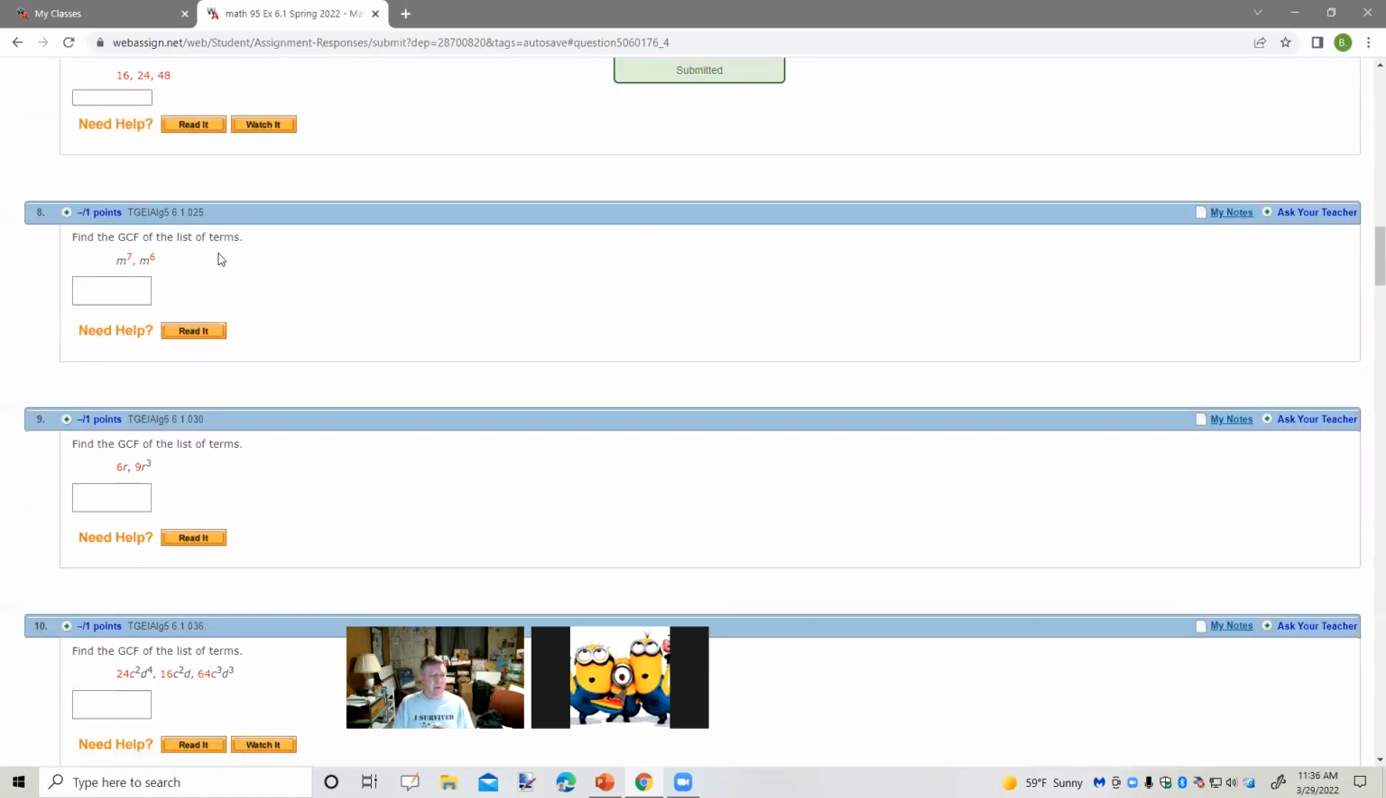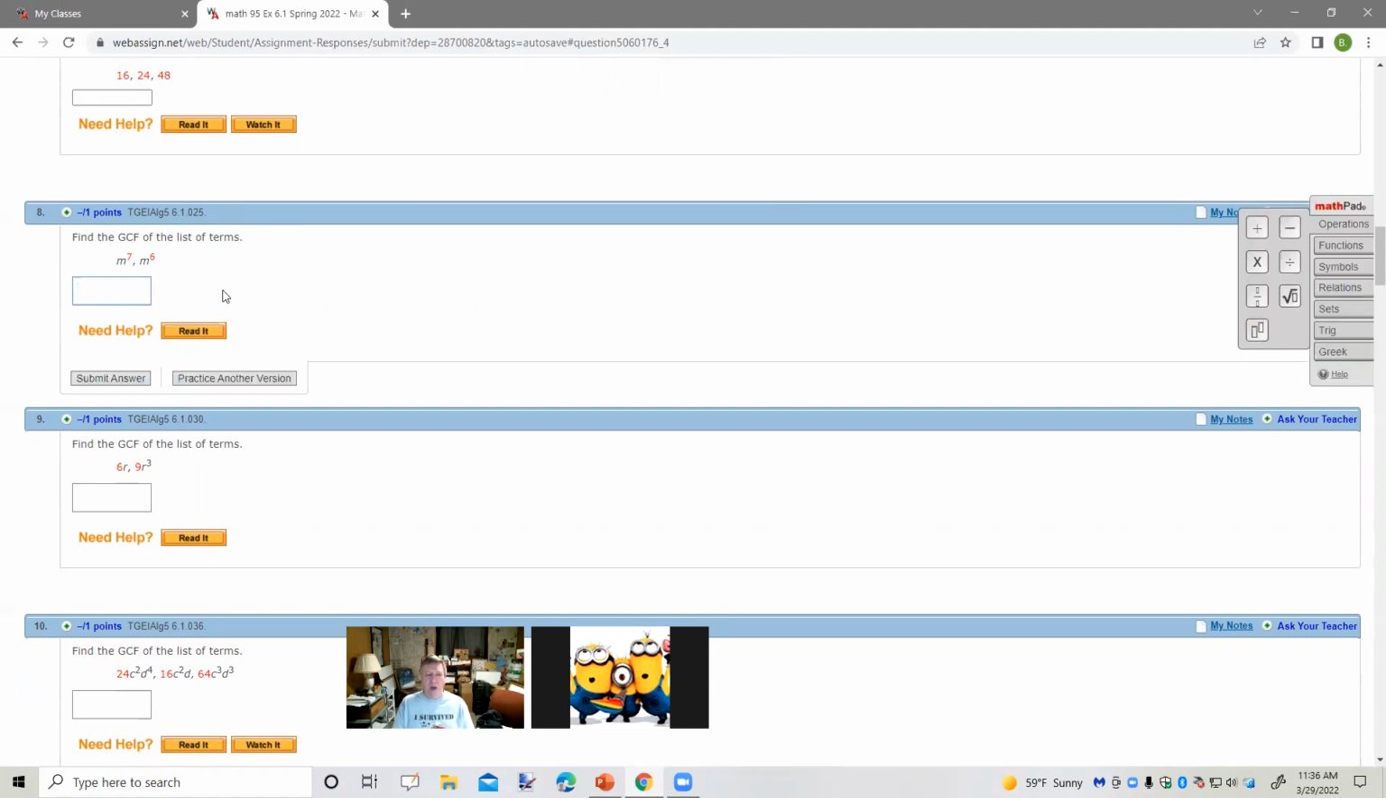Here, find the greatest common factor of the list of terms. Well, the answer is m to the 6th power. And I can't put that in there without some extra help. So when I click on the box over here on the right side of the screen, we have what is called MathPad. And there's a whole bunch of different options: operations, functions, symbols, relation set, trig, Greek, etc. So you may have to go looking for the thing you need.